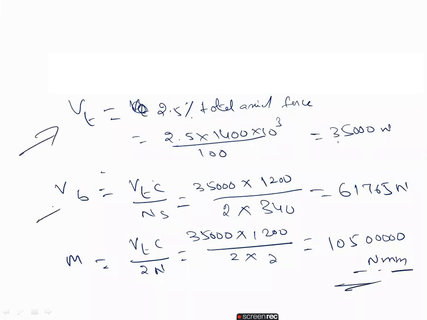So this is VT, VB and M. Here VT is the transverse shear force, VB is the design shear, and M is the moment of the battens. We have to calculate like this. These three formulas are available in the code book on page number 51. The next step is we have to calculate the size of battens.